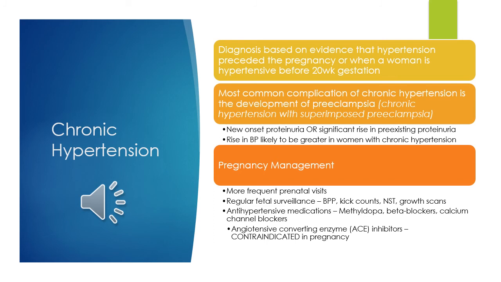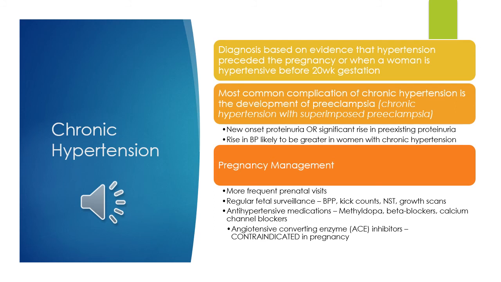Chronic hypertension is diagnosed either based on previous reports from the patient of a history of hypertension or evidence that hypertension was present in the pregnancy but occurred before 20 weeks gestation. The most common complication, of course, would be the development of preeclampsia, which would be called chronic hypertension with superimposed preeclampsia. And this would signal not only that the blood pressures are involved, you also get the appearance of proteinuria. Management would be by more frequent prenatal visits. You would do regular fetal surveillance, which would include kick counts, biophysical profiles, NSTs, and growth scans.